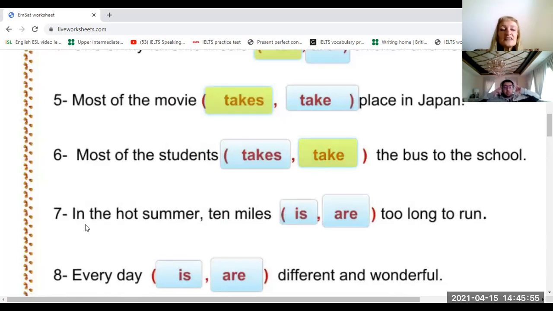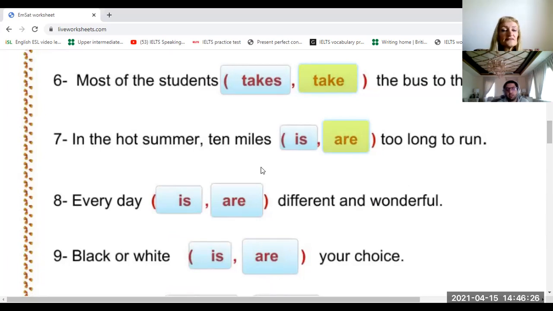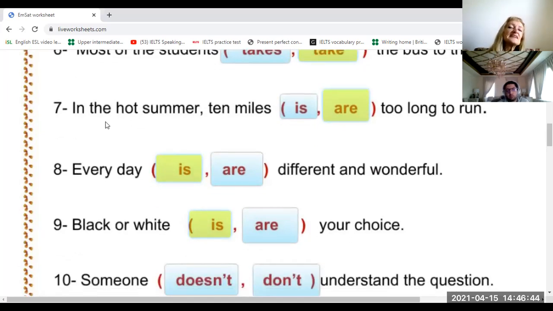Good. In the hot summer, number seven? In hot summer, ten miles are too long to run. Because we've got smaller than 1 mile, and then there's an S. Yeah. So yeah, 10 miles are too long to run. Yeah. Every day is wonderful. Every day is different and wonderful. Black or white? Is your choice. Although this sentence here, if I was speaking it, I might well say is. I might say in the hot summer, 10 miles is too long to run. But I feel that if I'm writing it, because it's plural here, I should obey the grammar rule. That's why I picked it up.